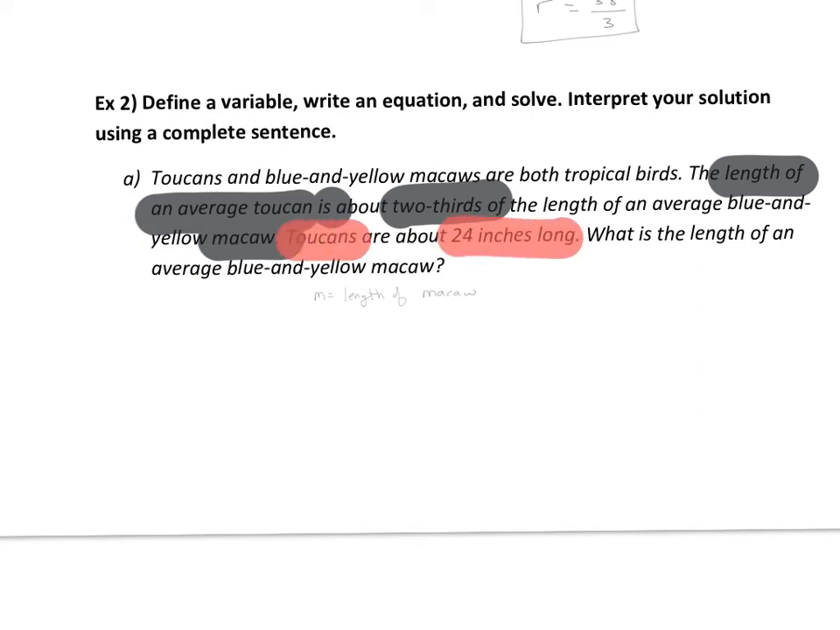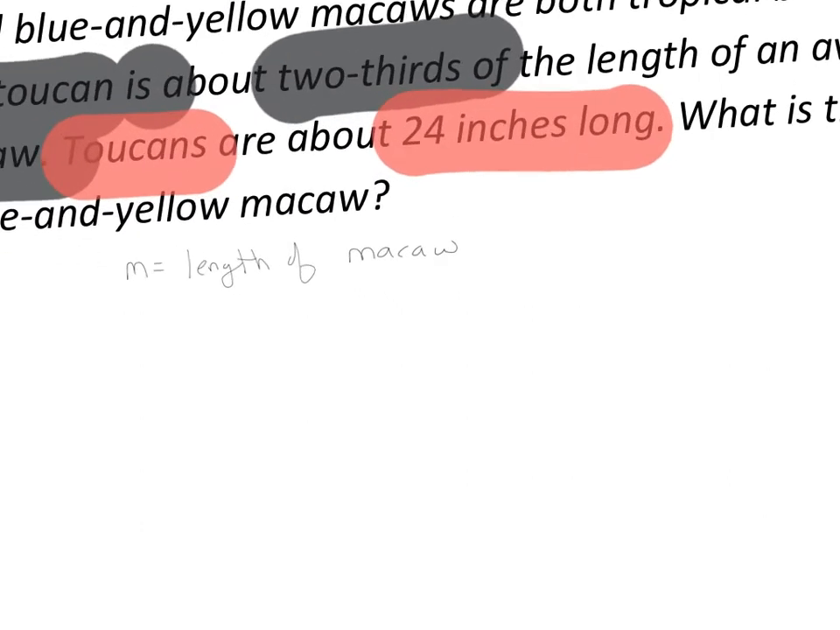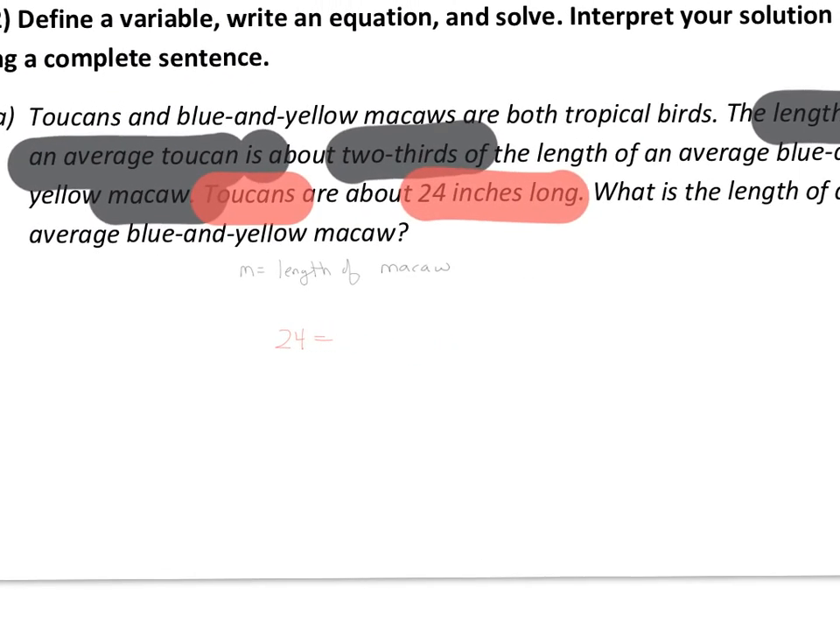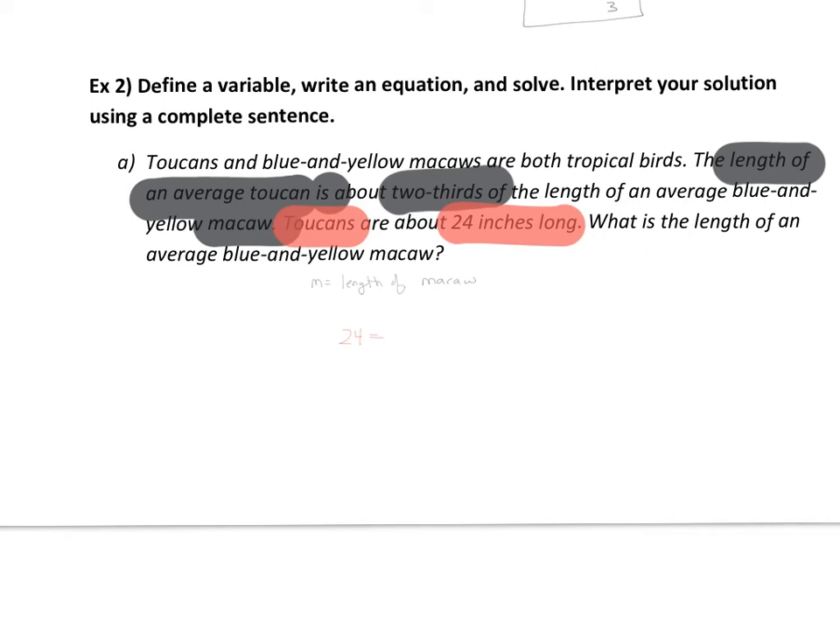Remember how we broke down words in the last chapter? We're going to do the same thing here. Length of the average toucan. What do I know about toucans? They're 24 inches long. What does the word is mean? Is means equals. So as I'm starting to write my equation, I'm going to do 24 equals. Now let's see what's on the other side. It says 2/3 of. Think about what of means, that means times. So 2/3 of a macaw, which in this case is going to be M.